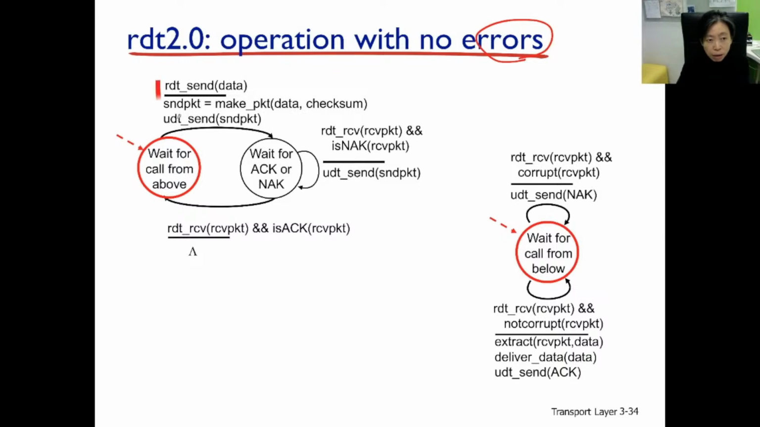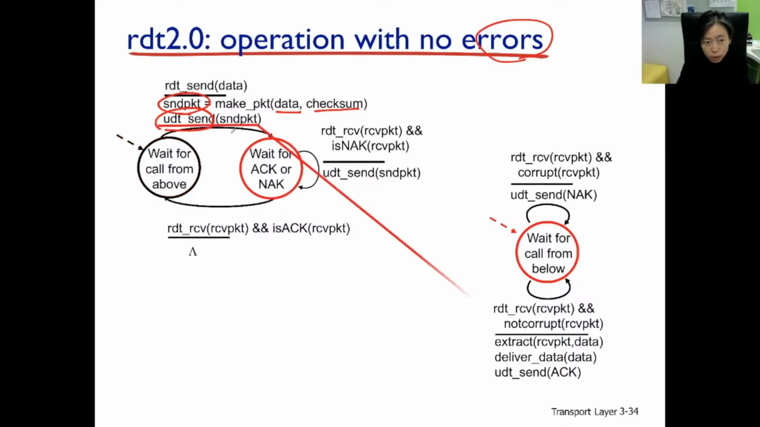All right, so now we get a call from above. RDT send is being called from the application layer, the sending process. The sender side would actually take the data, add the checksum, create a packet, send the packet, and then call the UDT send to send it out.